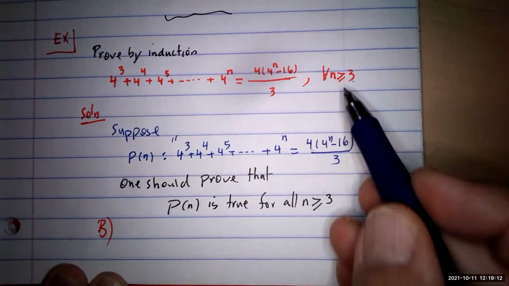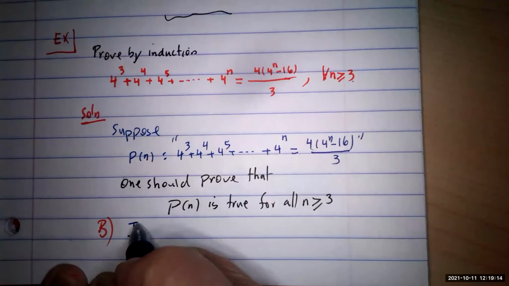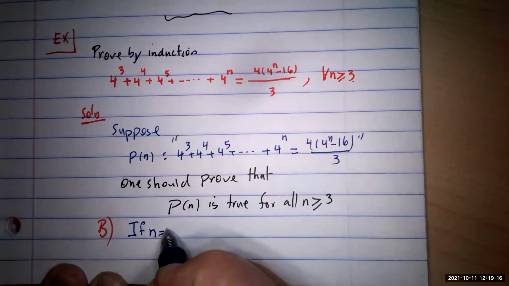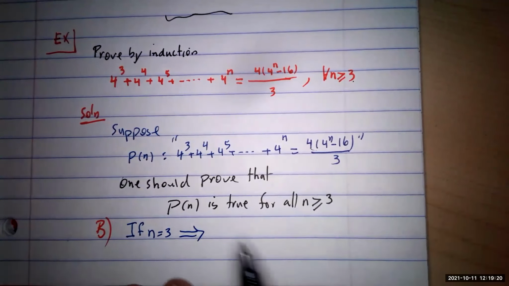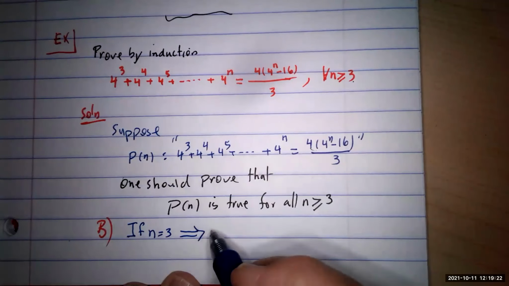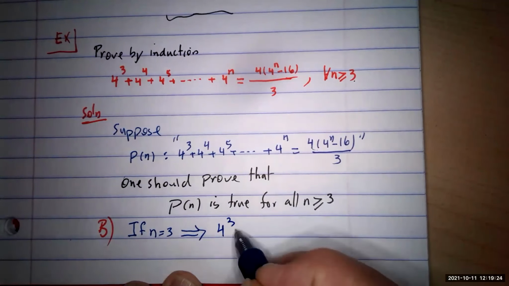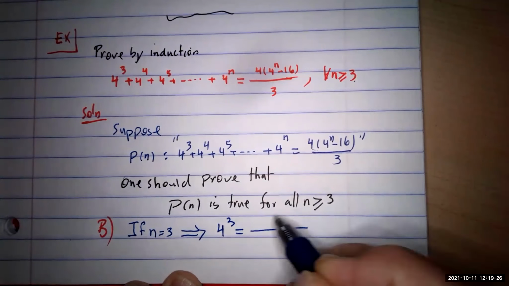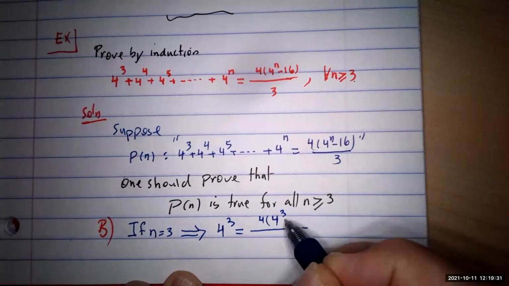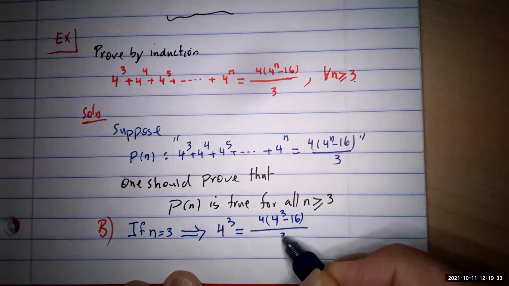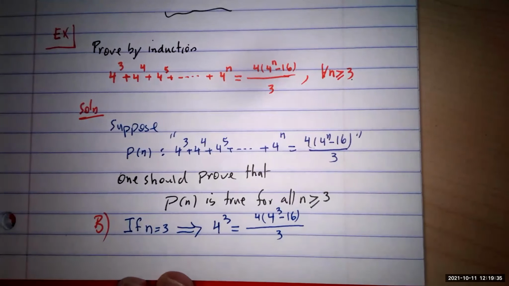Check if n is equal to 3. So what would your identity look like? n equal to 3 gives you 4 cubed only. And you substitute here, it's going to be 4 times 4 cubed minus 16 over 3. You have to prove that both of them are the same. 4 cubed would be 64.